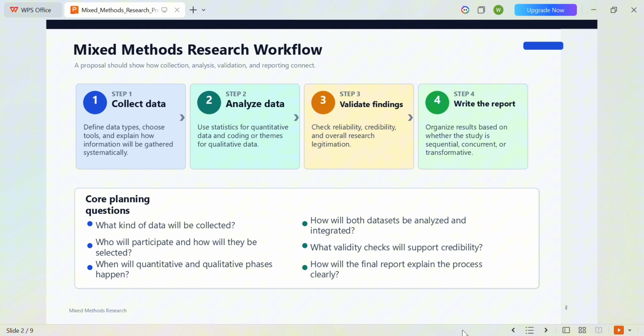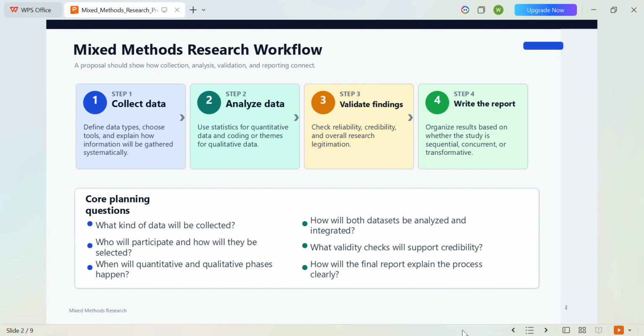To start, mixed methods research combines both quantitative and qualitative approaches to research. This means you gather numerical data through methods like surveys, and at the same time you gather descriptive data like interviews and observations. This approach helps provide a richer and more nuanced understanding of your research topic.